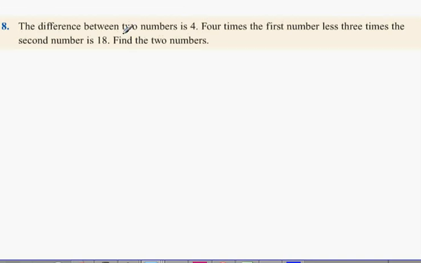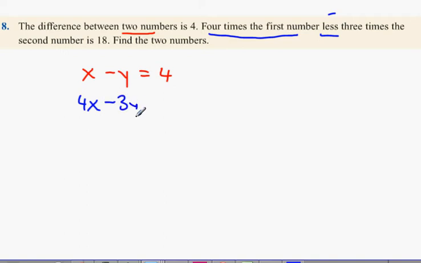The difference between two numbers, let x be the first number. What does difference mean? One number minus the other number is 4. 4 times the first number is 4x. Minus 3 times the second number. Minus means less. Equals 18.